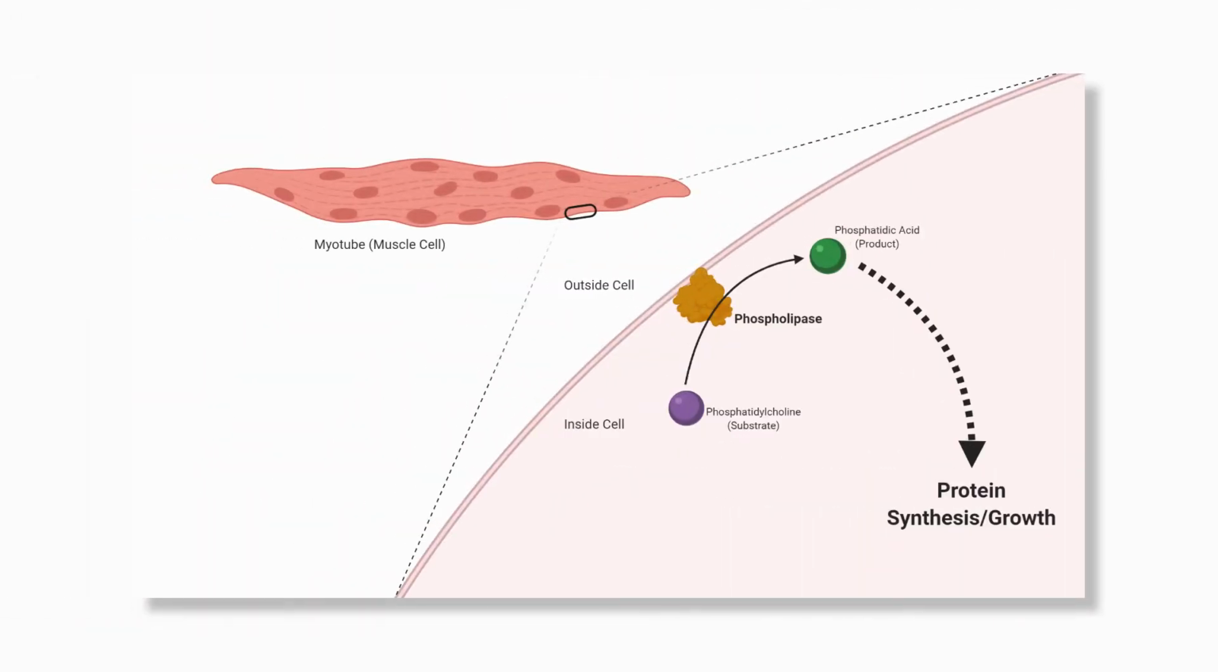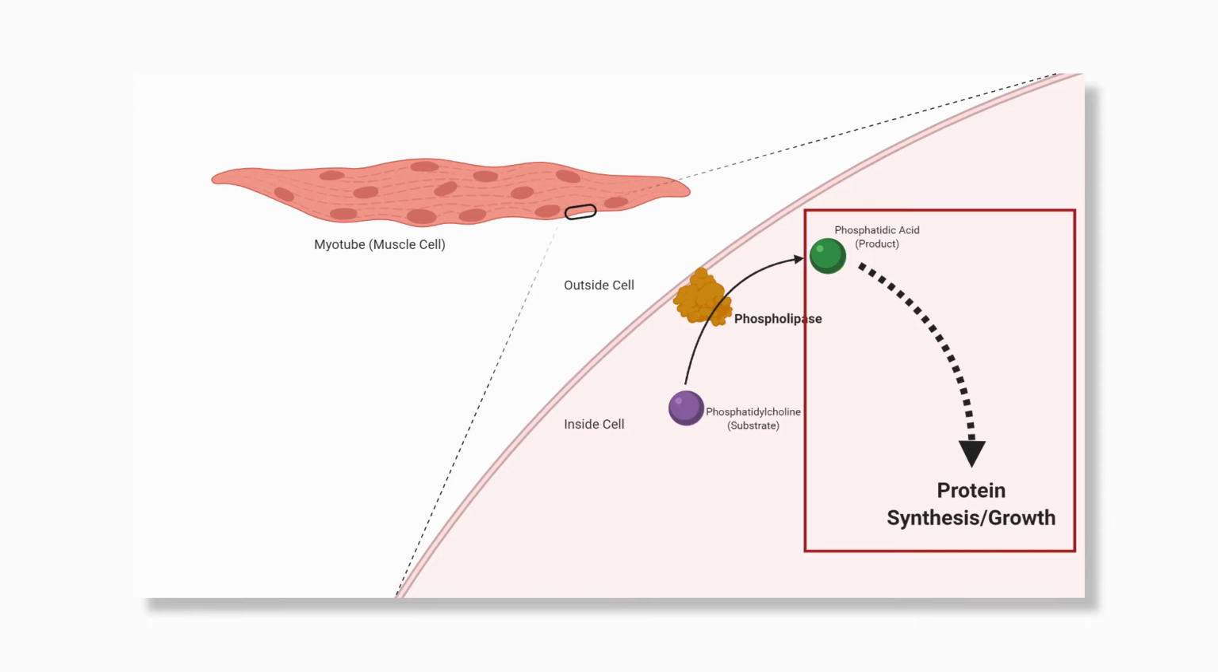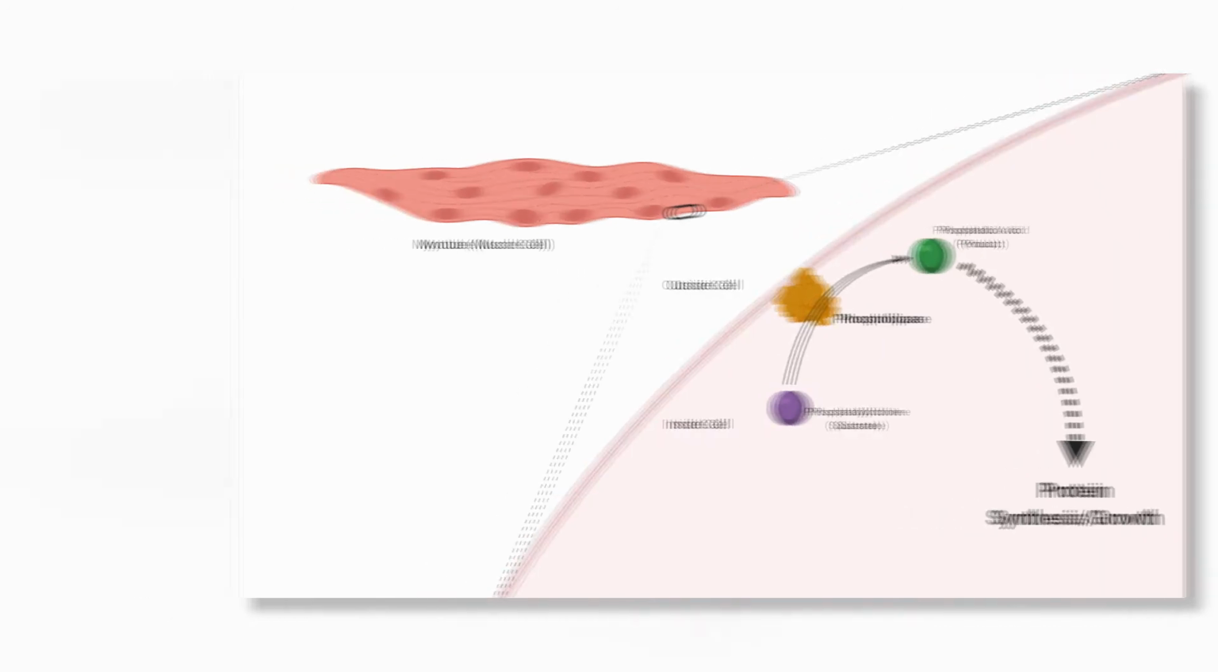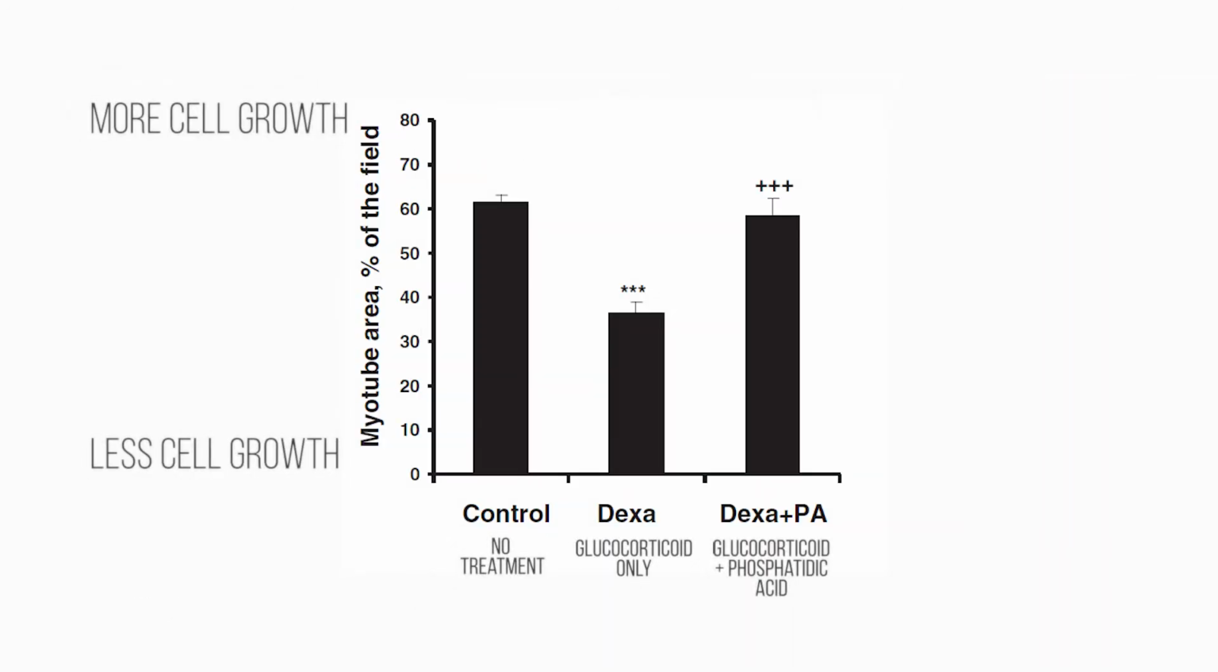And then another fascinating aspect is that they bypassed PLD1 and they just added phosphatidic acid, which is the product of phospholipase D, which is what I was talking about earlier. So if they bypass PLD1 and they just straight up add phosphatidic acid, they also see a rebound in the muscle growth potential of the muscle cells, even in a glucocorticoid environment.